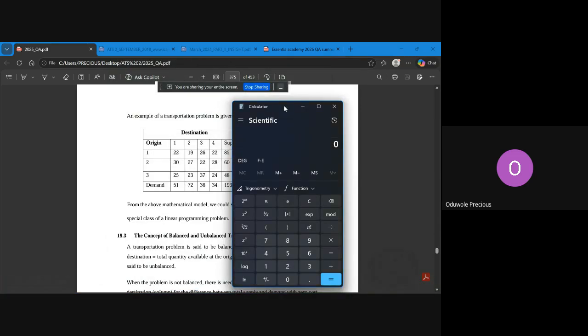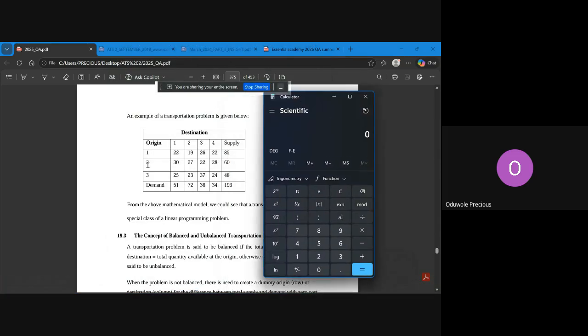So in your exam, when you have a question like this, the first thing is to check your demand and your supply. So let's check our supply side. That is 5 plus 60 plus 48. That gives us 193. Let's check the demand side also. 51 plus 72 plus 36 plus 34. That's also 193. So as you can see, it is the same.